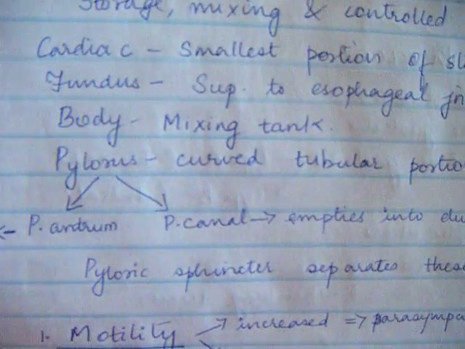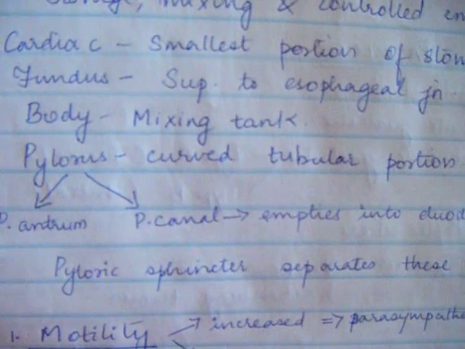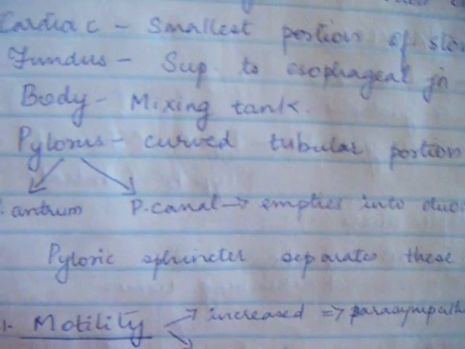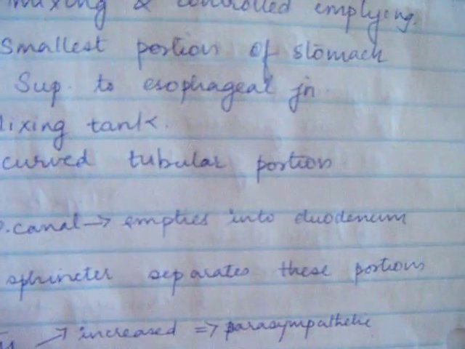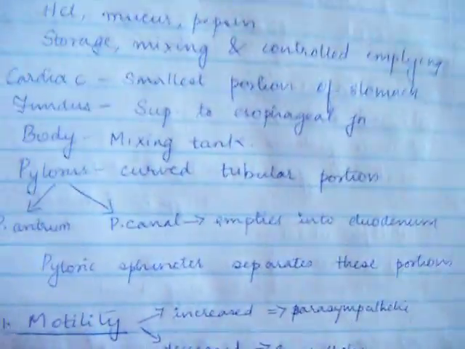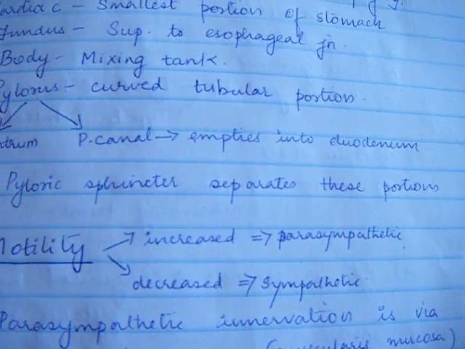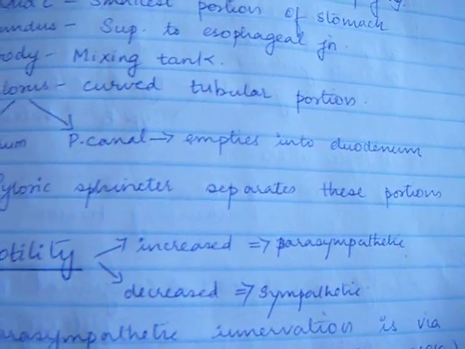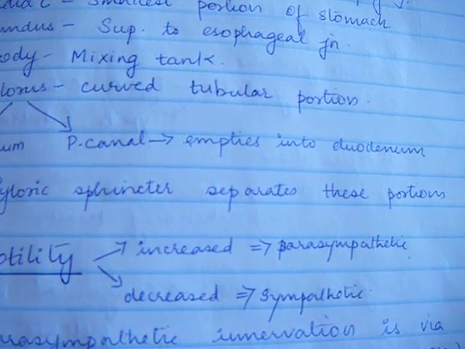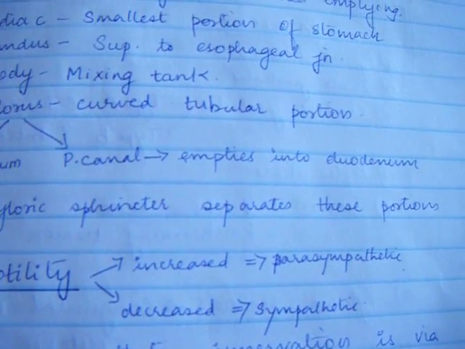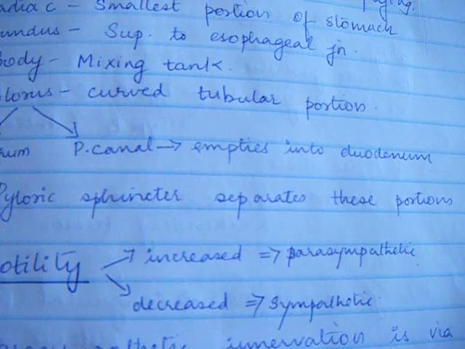Now you have pyloric sphincter in between this pyloric antrum and canal, that is, pyloric sphincter separates these portions. So pyloric sphincter is actually controlling the emptying of the gastric contents into the duodenum. The pyloric sphincter actually controls the emptying of the food contents from the pyloric antrum into the pyloric canal.